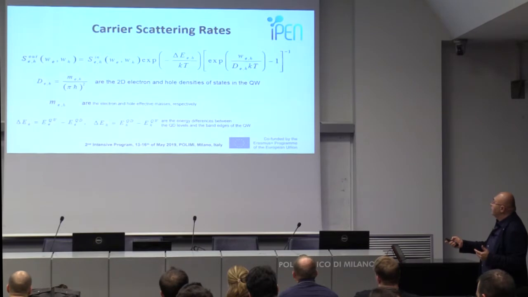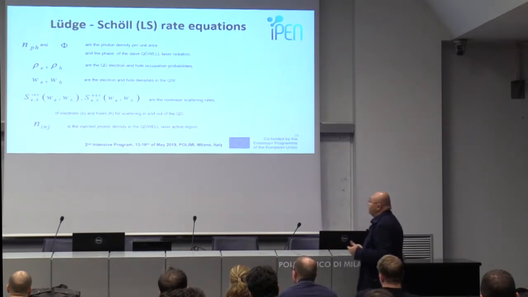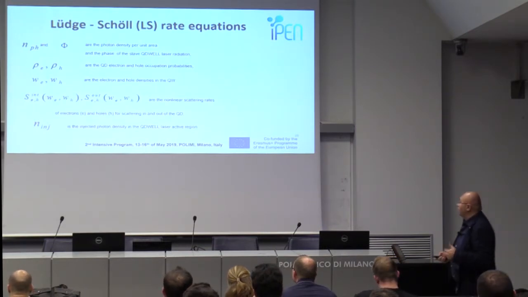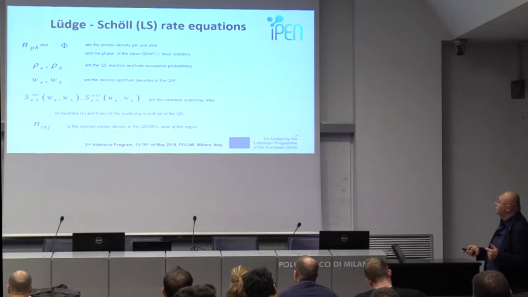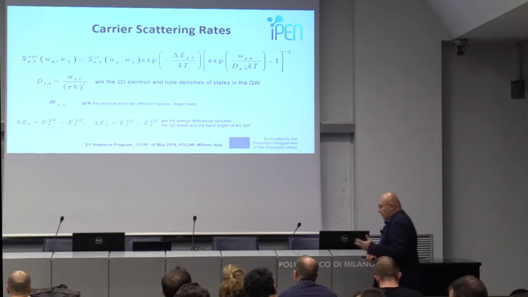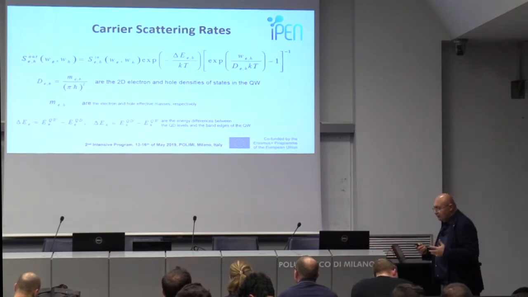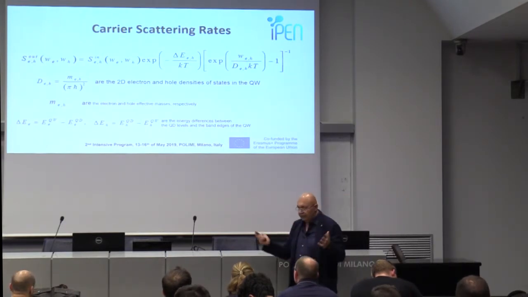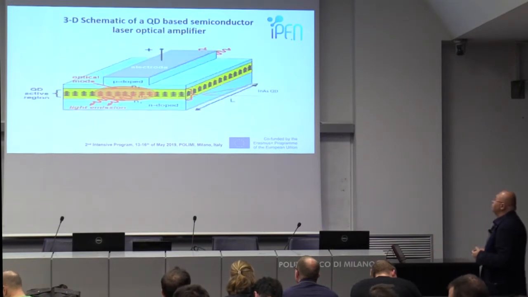Actually, rho E and rho H are the quantum dot electron and hole occupation probabilities. In the quantum dots, V and VH are the electron and hole densities in quantum wells. And you have also nonlinear scattering rates. So this set of rate equations is very complicated. And sometimes you can get also chaotic behavior due to the nonlinearities in the laser. So it's a very rich device by means of the properties and by means of performance.